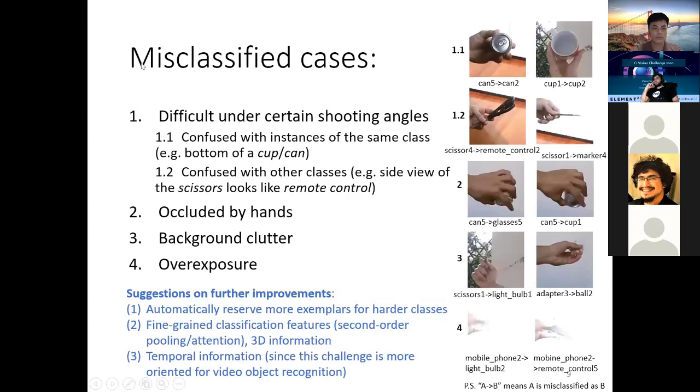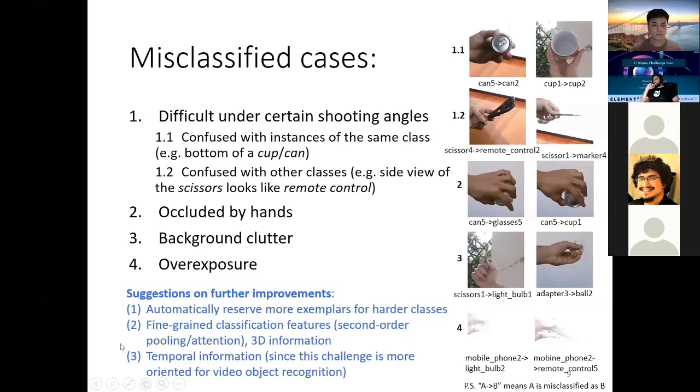We also show the failure cases, some cases that are really difficult. For example, there are cases that are difficult under certain shooting angles, confused with instances of the same class. This one shows the bottom view of a can. You can hardly tell which can it is. And there are several different kinds of failure cases. I won't spend too much time on it.